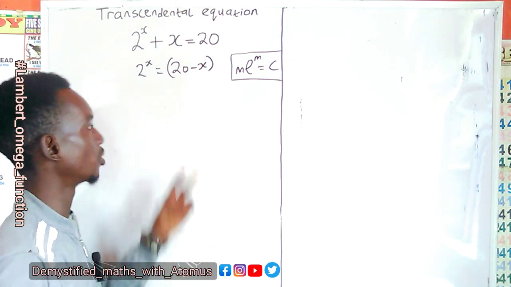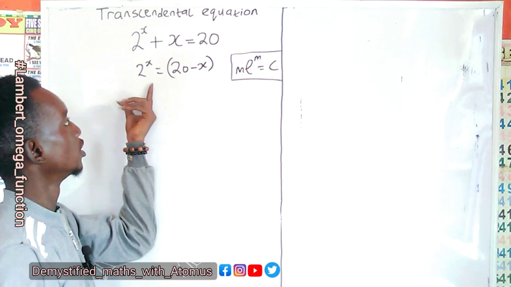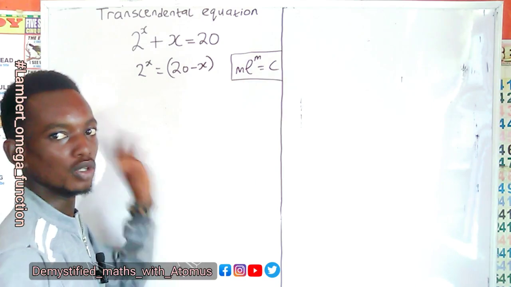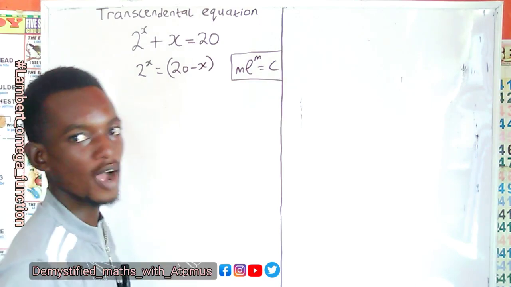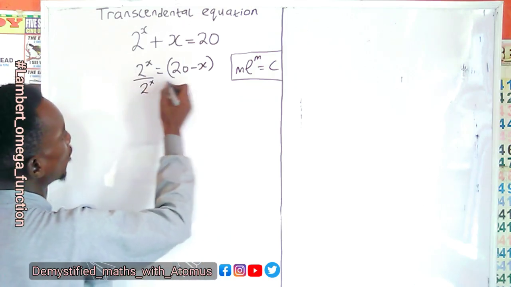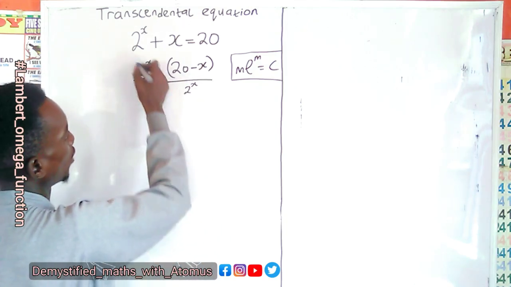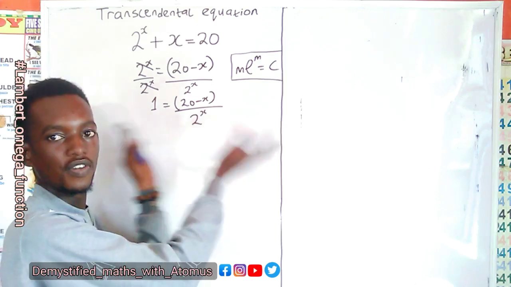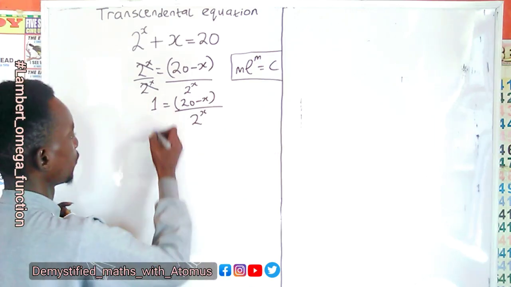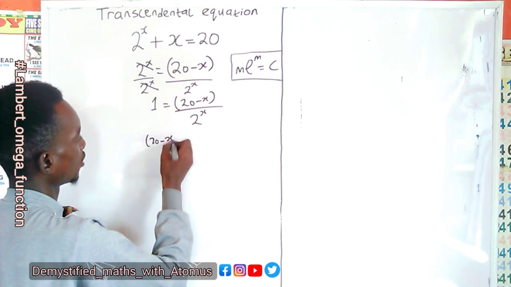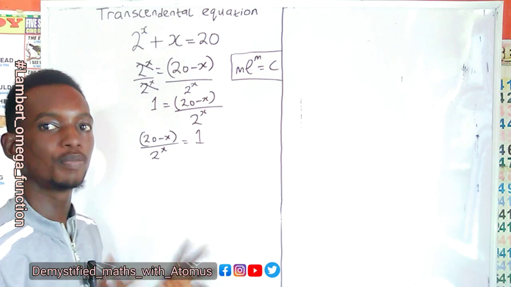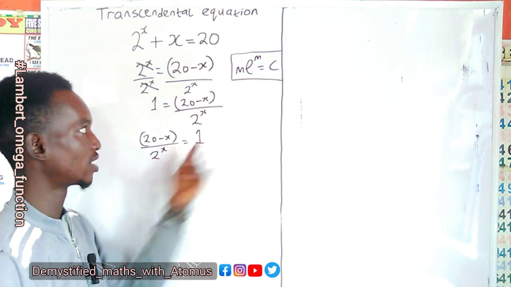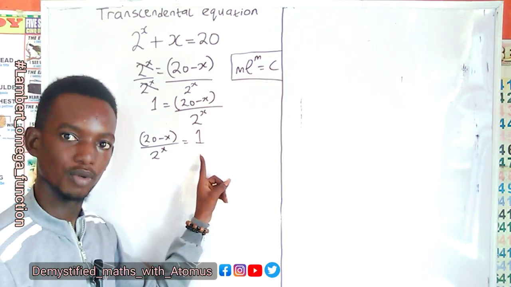For the second comparison, we'll see that our equation now has two terms of x, but we ought to have one term of x and one constant. To have this, let's divide both sides by 2 raised to the power x. 2 raised to the power x cancels 2 raised to the power x, and we have 1 equals, let's flip this equation, 20 minus x over 2 raised to the power x. Now you can see that we're making big progress, because we have one term of x and a constant. We are making progress bit by bit.